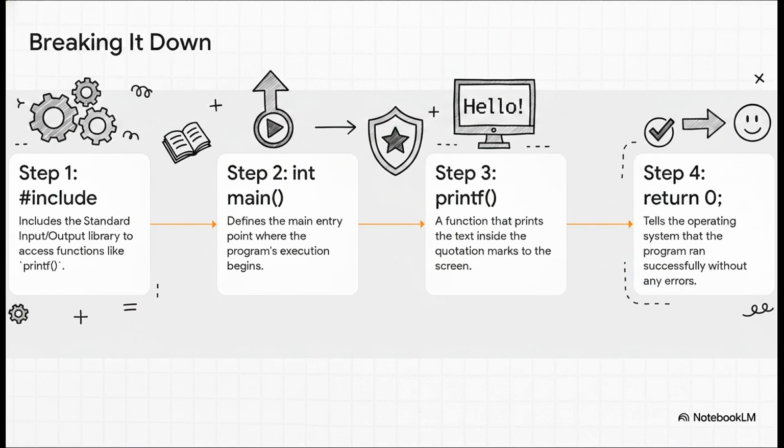Then printf. This is the function from that library that just prints whatever text is in the quotes to the screen. And finally, return 0. That's just our way of telling the operating system, hey, everything went great, we're done here.